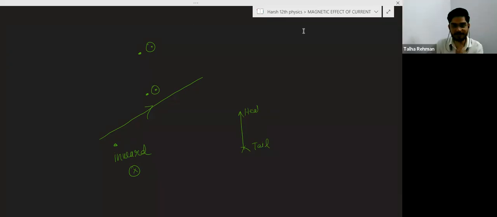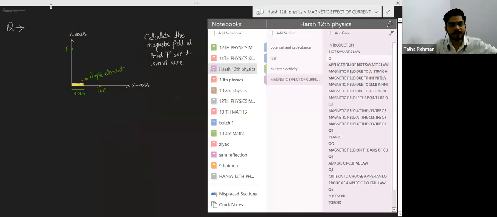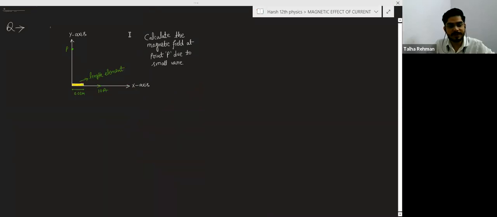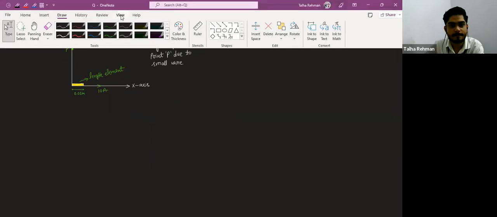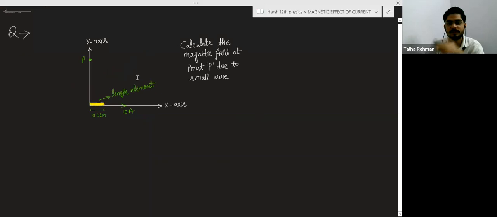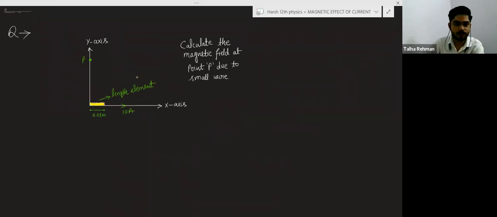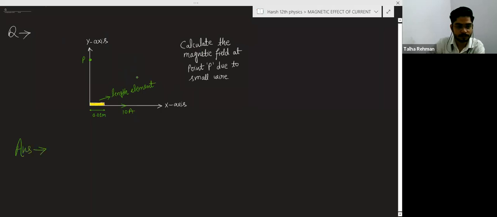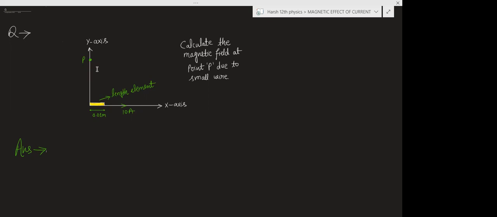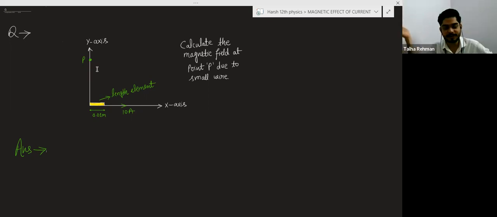Now I will discuss a numerical on this. This is the question. I know that you can find the direction of the magnetic field. The direction of the current is in this direction, and if you want to find the direction, you will do like this, and it will be coming towards you, outward. You already know. The magnitude you can find with the help of Biot-Savart law.